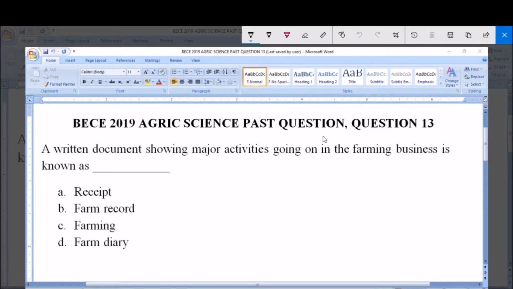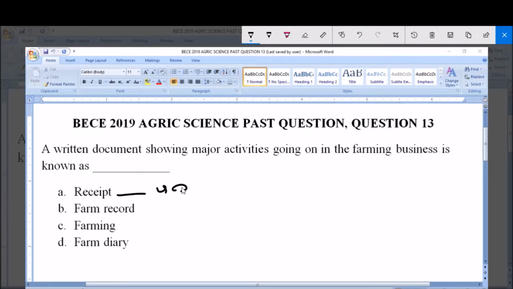A written document showing major activities going on in the farming business is known as dash. A. Receipts. B. Farm record. C. Farming. And D. Farm diary. So we are asked to pick an option which is described as a written document showing major activities going on in the farming business. Now A here says receipts.